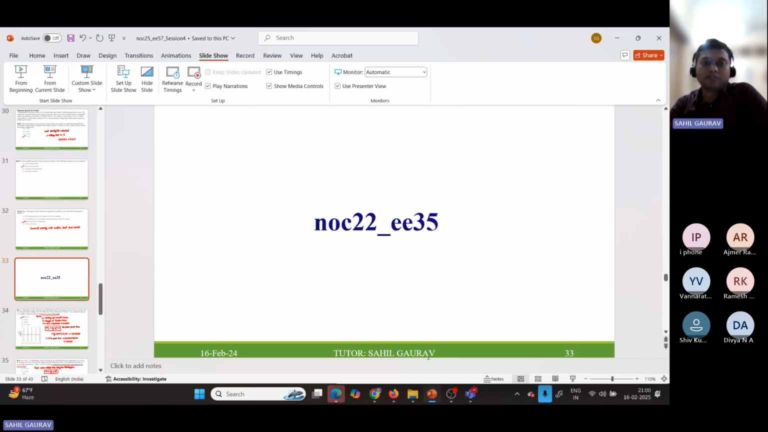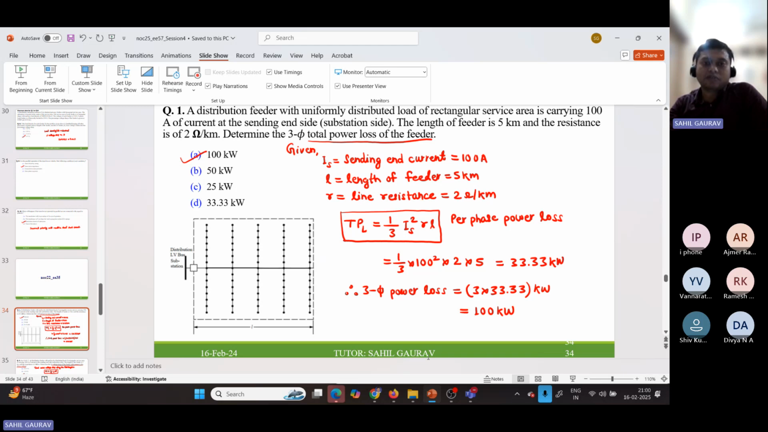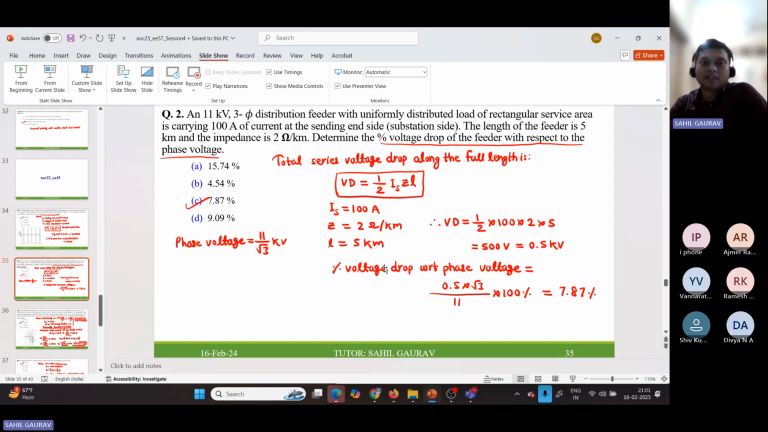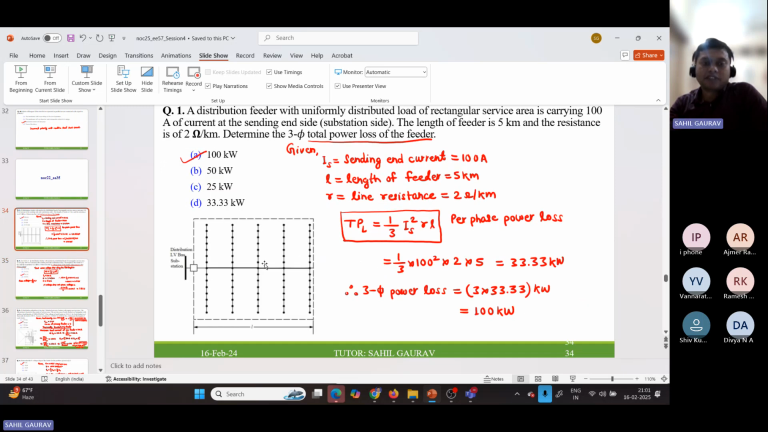Now for 2022, one question is based on total power loss. We also have to remember this total power loss term. If you have a rectangular shaped substation service area, then total power loss is 1/3 of I_S squared RL. Here the effective length is 1/3 of L. Anyone remember what the effective length is for a rectangular substation service area?